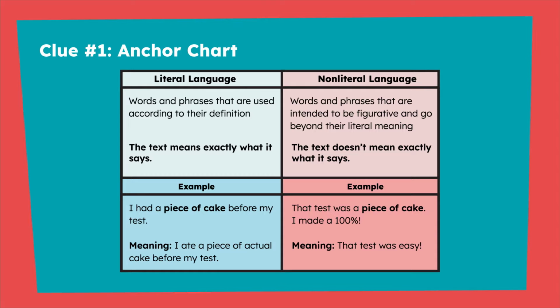Literal language are words and phrases that are used according to their actual definition. So, what this text says is exactly what the text means. Let's look at the example on our anchor chart. Can you read it aloud for me? In this sentence, a piece of cake literally means that I ate an actual piece of cake before my test.